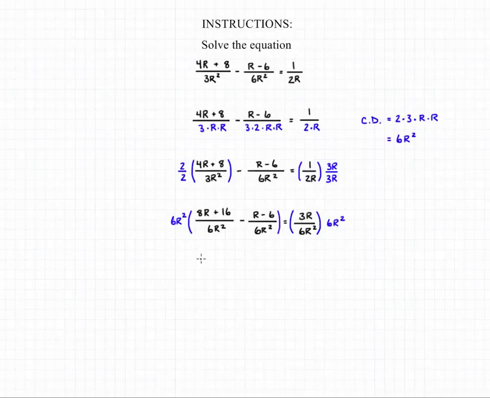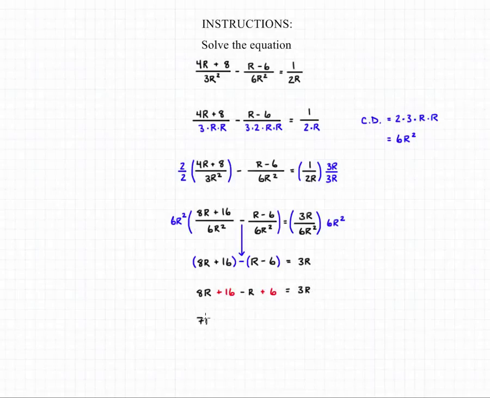So what we're looking at now is 8r plus 16, minus the quantity r minus 6, and we're going to subtract those two quantities. Now, it's really important to make sure that you put parentheses there when you do that subtraction, otherwise you might just end up subtracting the r and not the negative 6. And that of course is going to equal 3r. Well, 8r plus 16 minus r plus 6 is going to equal 3r.